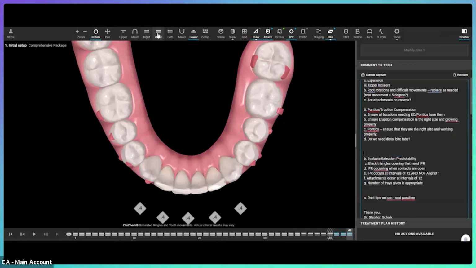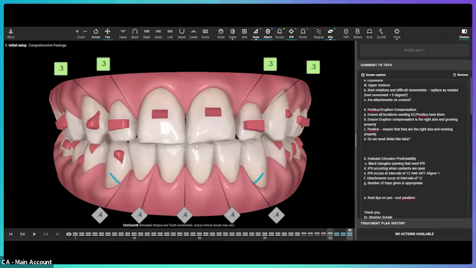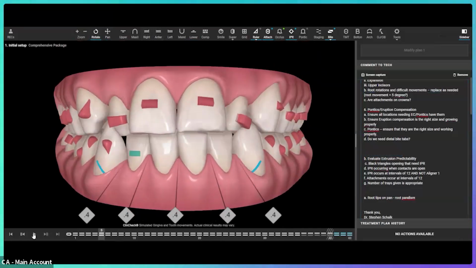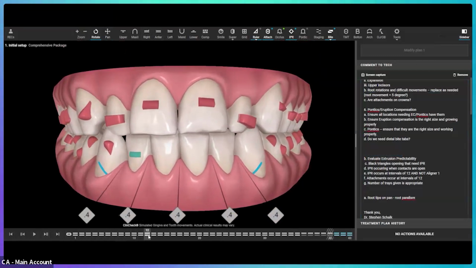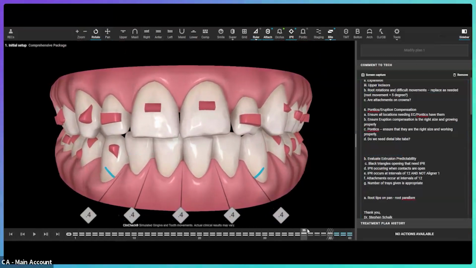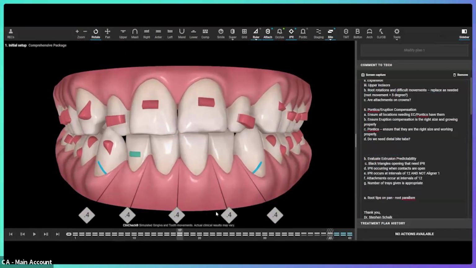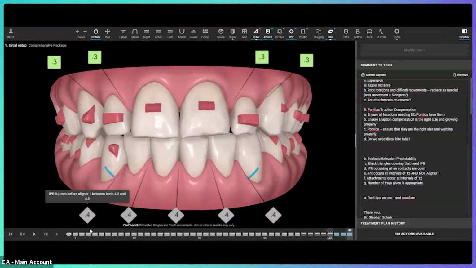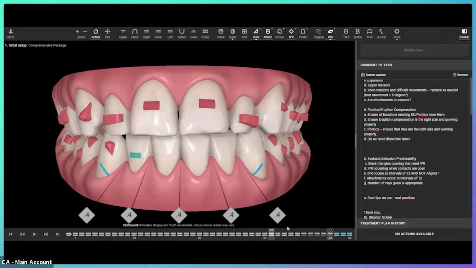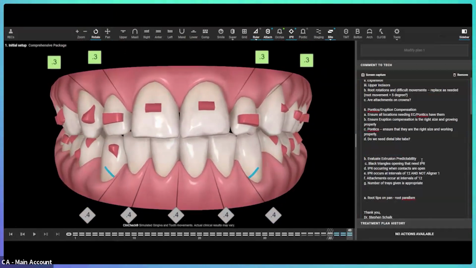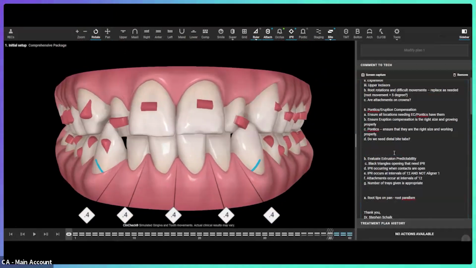Okay, the next one was evaluate extrusion predictability. Sometimes extrusion doesn't occur as shown. So is anything extruding? Not really. Again, remember we said we could have extruded our centrals and laterals? We didn't in this case, but we could have. But there's no major extrusion predictability. But if there was extrusion occurring, then we want to make sure we have an attachment on any tooth extruding.